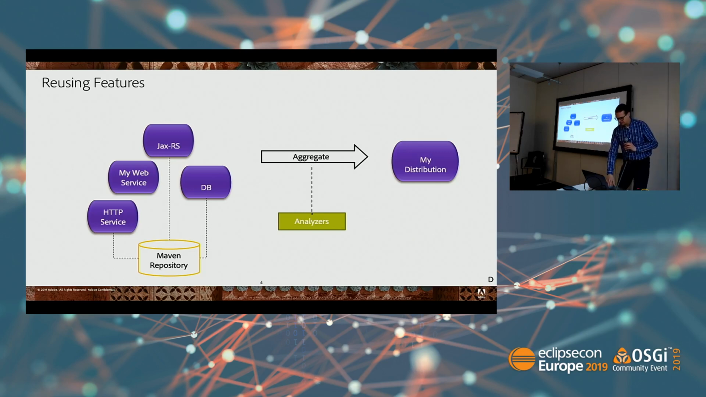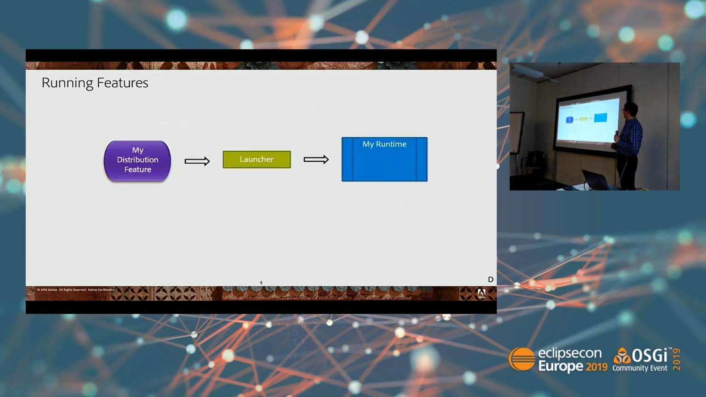Okay, so now you've got your distribution, and you want to launch it. You've enabled the analyzer that says I don't want any missing dependencies, so I know I can launch it. I can give it to the launcher. The launcher is a tool that Carl will talk about more later on. But it's as simple as that. You give your feature to the launcher, and there's your runtime, your system runs.